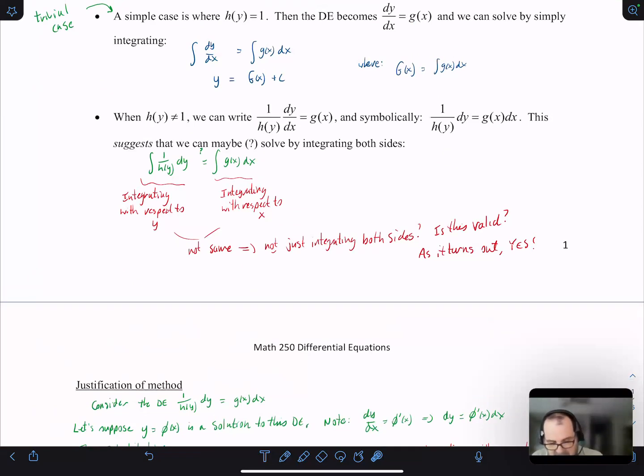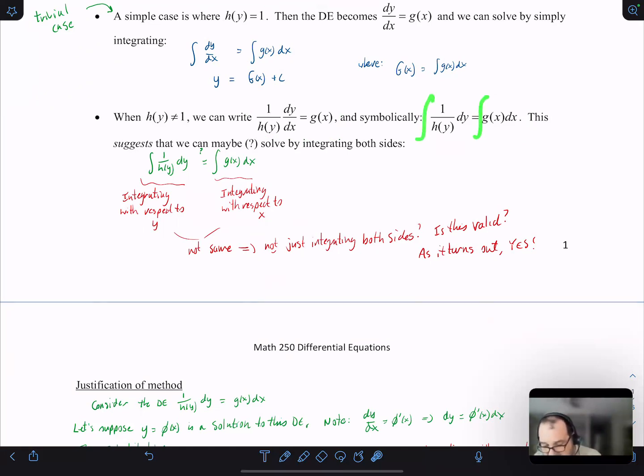If h of y is not equal to 1, the idea is that we can separate the g of x and the h of y. We can collect the y's on one side and the x's on the other side, and we end up with something that looks like this: 1 over h of y dy equals g of x dx. Now, if you take a quick look at that, this looks rather suggestive. It looks kind of like integrals on both sides.